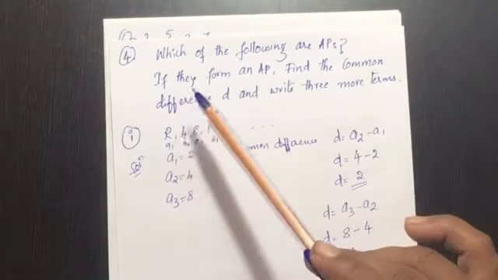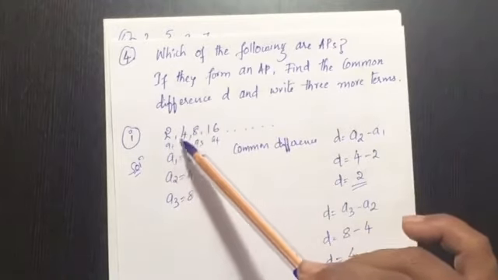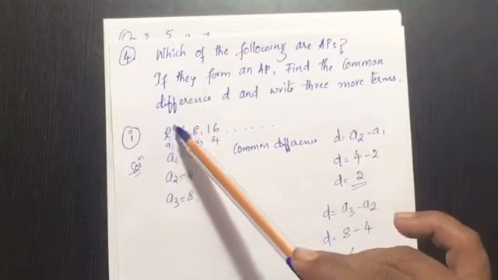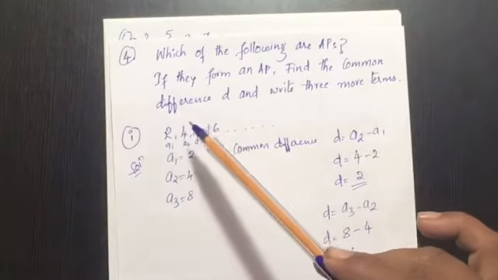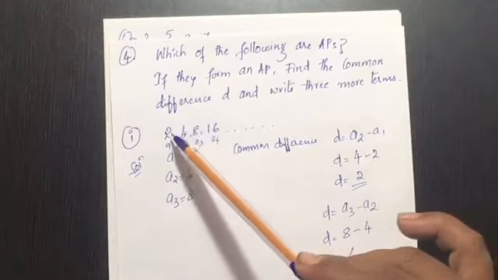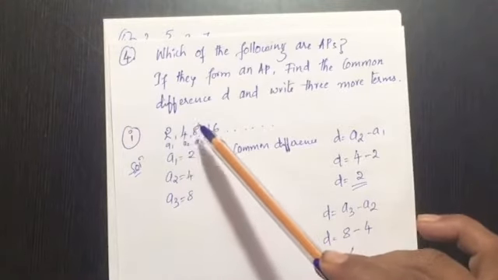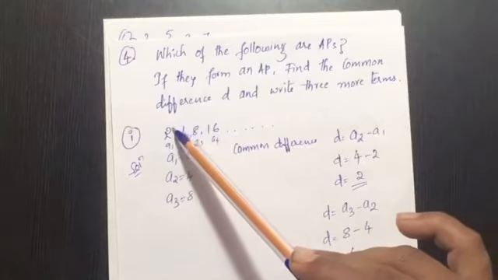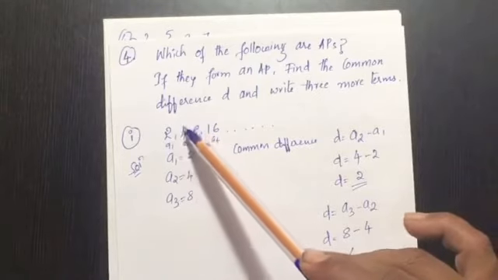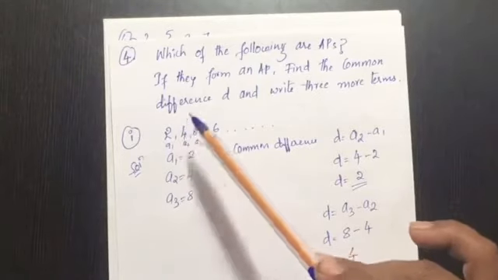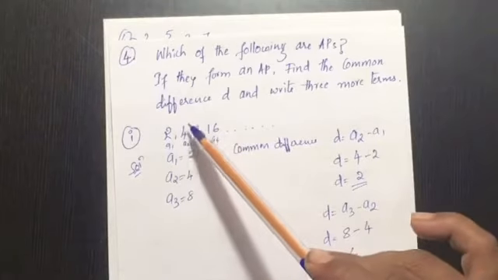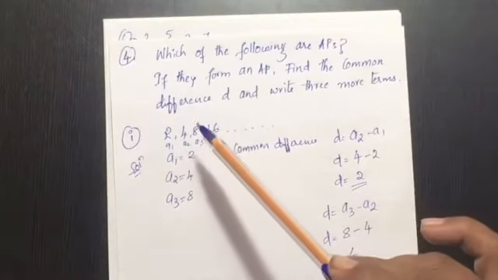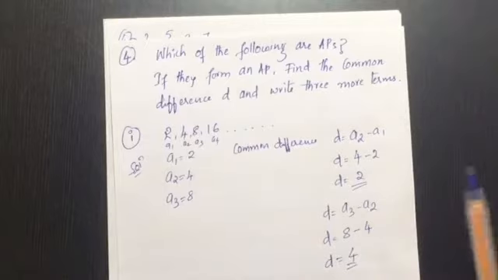So students, by looking at the series, we can easily find whether it is an AP or not. See, here the series is given 2, 4, 8, 16. 2 plus 2 is 4, 4 plus 4 is 8. So that it is not an AP. In an AP, the difference should be the same. Here we are getting the difference is 2, here the difference is 4. So by seeing the series, we can say whether it is an AP or not.